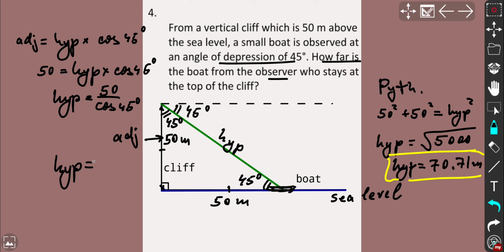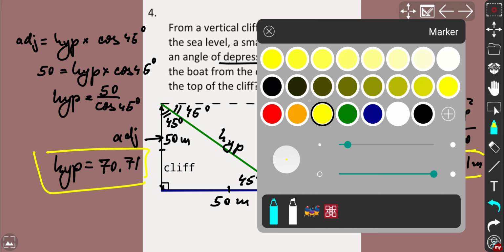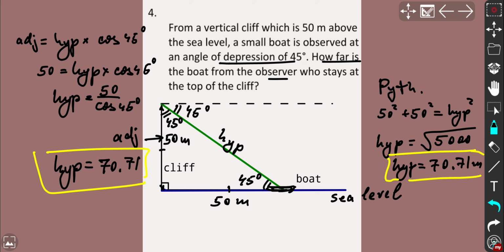So let's do that. 50 divided by cos 45, and you get the same answer, 70.71. Alright, so that's the final answer to 2 decimal places. And as you can see, the 2 ways lead to the same answer, but this one is faster. So trigonometry always works faster than applying Pythagoras' theorem.